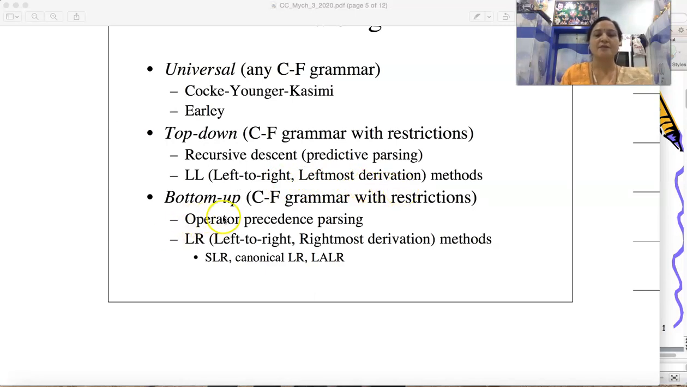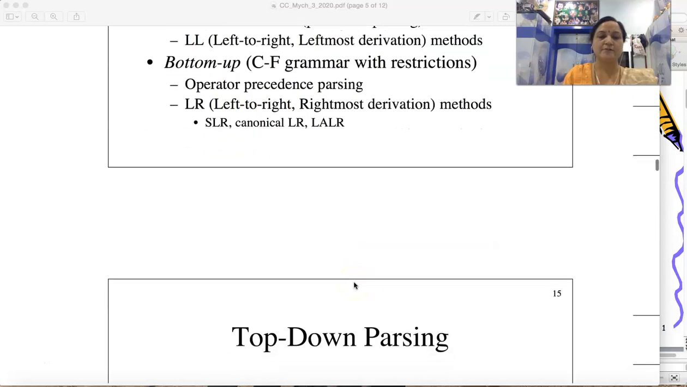The second type of parser is the bottom-up parser, which evaluates the parse tree from leaf to root. Again, there are two types of bottom-up parsing techniques. The first one is operator precedence parsing, which uses operator precedence for parsing, and the second, the most popular parser, is called the LR parser. Here the first L stands for reading the source program from left to right, and it uses rightmost derivation in reverse. There are three types of LR parsers: first is simple LR, second is canonical LR, and third is LALR. In today's lecture, we are going to see top-down parsers in detail.